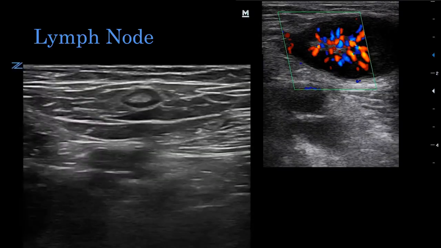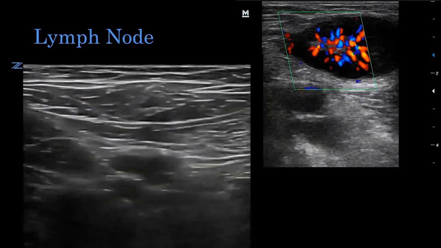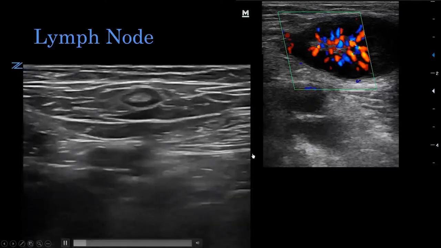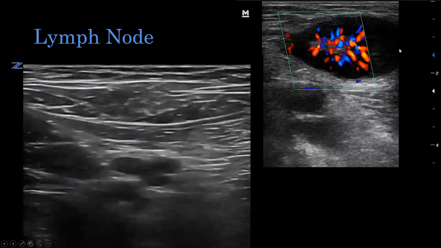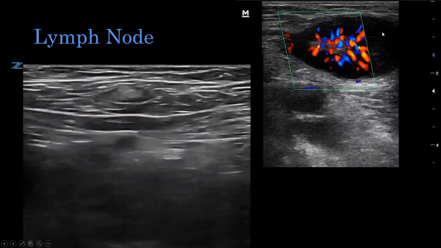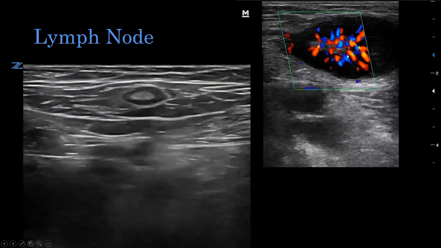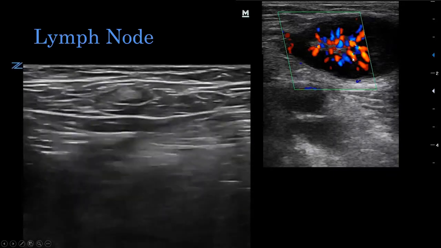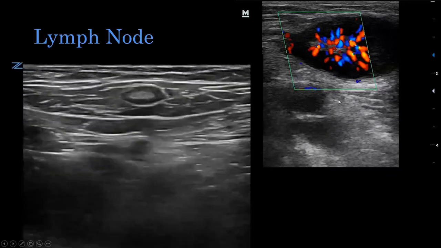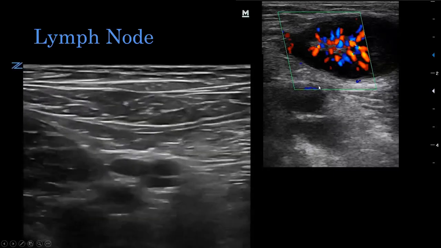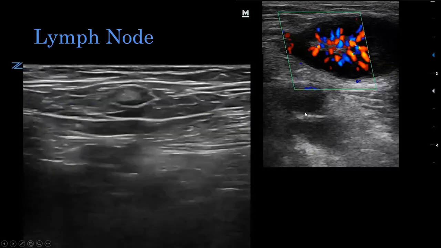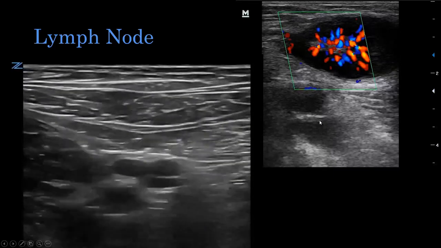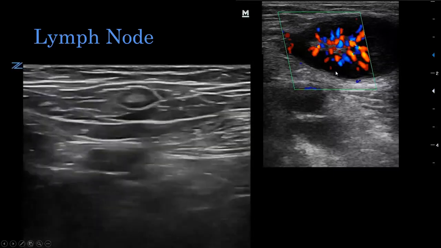Other things you may see. So you may see a lymph node when you're evaluating the lower extremity. So a lymph node is going to look almost like a kidney. So the cortex is going to be darker while the center is going to be brighter. If you use color Doppler on it, it'll light up with vascular flow. And what you'll notice here is that your vessels are actually deeper to this lymph node. So here's vein, here's artery sitting below this lymph node.